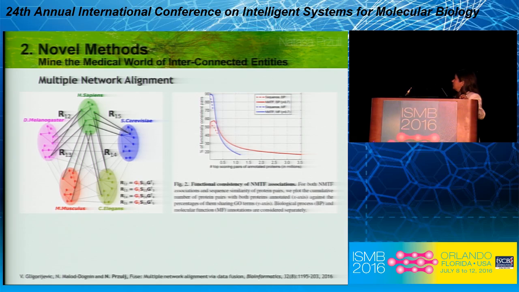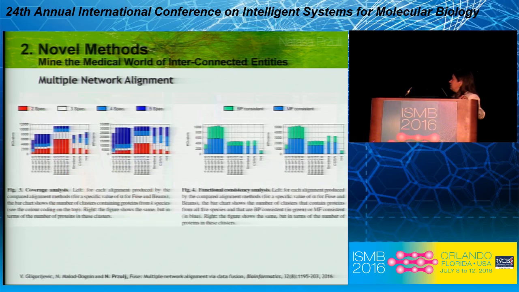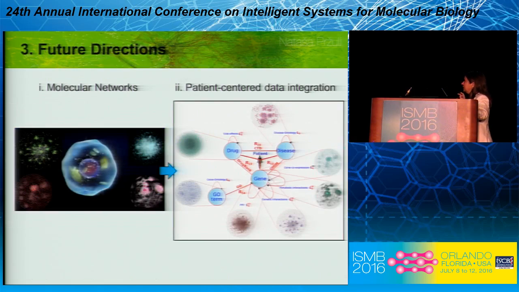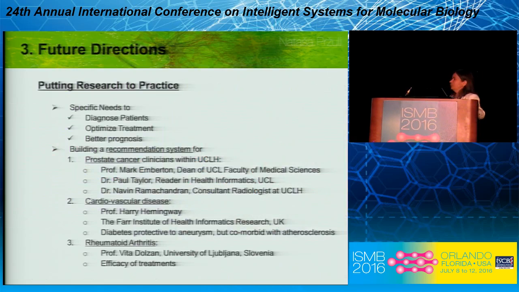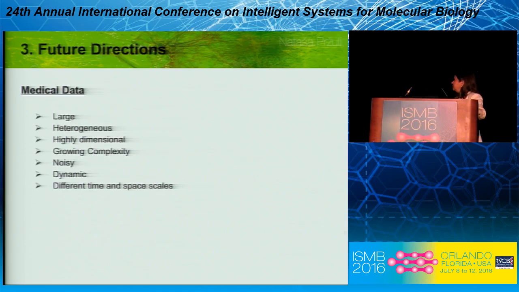I can just tell you that, both in terms of biological process and molecular function, integrating topologies gives you clusters across all 5 species that are more functionally consistent than sequence only, the dashed line is sequence, and we get clusters over 5 networks, unlike other methods. All right, so I probably won't have time for future directions. Basically, the idea is to use these and build a recommendation system for several diseases, and I am doing this with my collaborators at UCL.